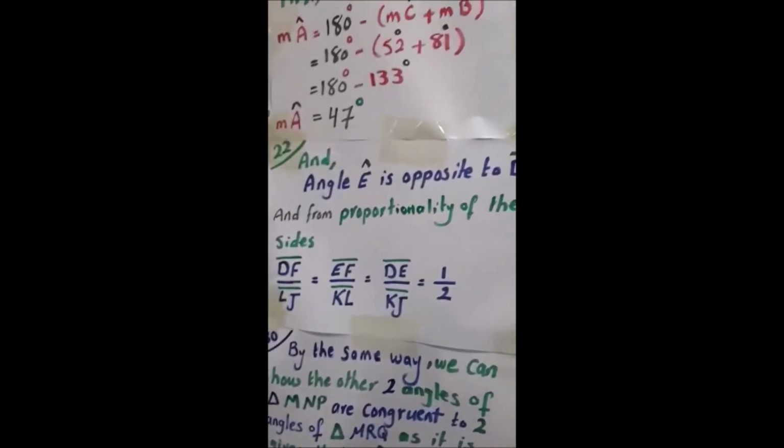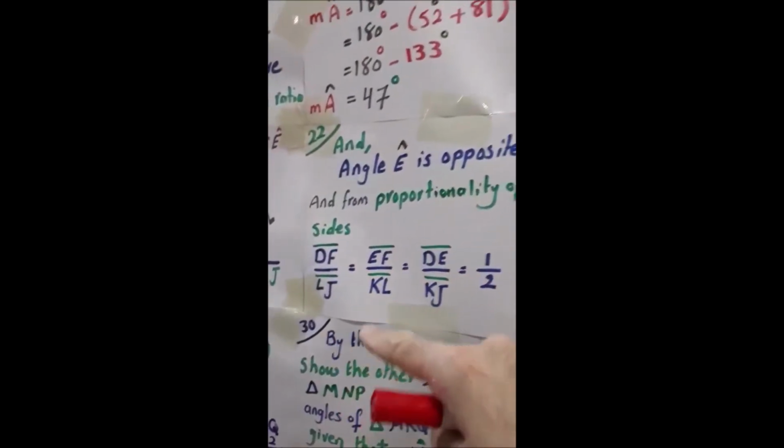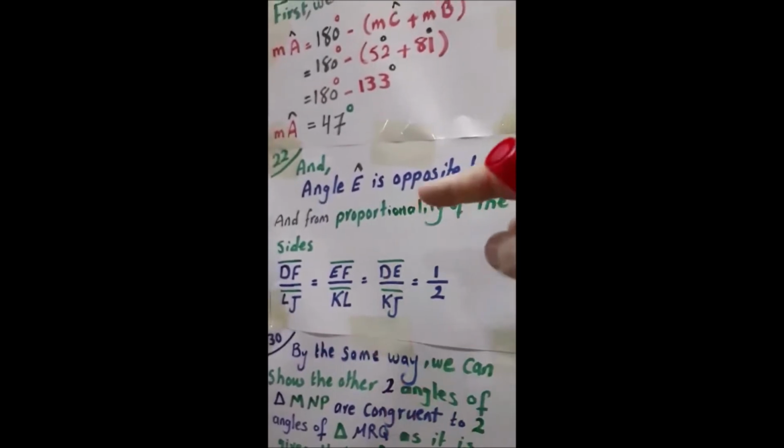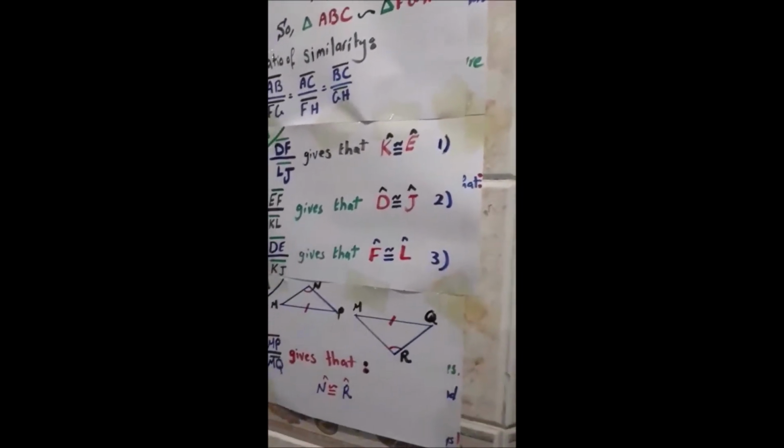This happened because of what? Because of the proportionality of the corresponding sides. DF over LG equal to EF over KL equal to DE over KJ equal to 1 over 2, the similarity ratio. And according to this, we have all these angles are congruent. Now, let me go to exercise 4.